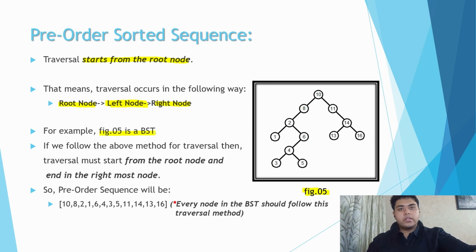Figure 5 is a binary search tree, and following the second point, the traversal must start from the root node and must end at the rightmost node. That means the traversal must start from 10 and end at 16. So the pre-order data sequence will be this. It might be a bit difficult to understand right now how the sequence is forming, but I'm going to explain it later with an example, all three sequences: in-order, pre-order, and post-order.